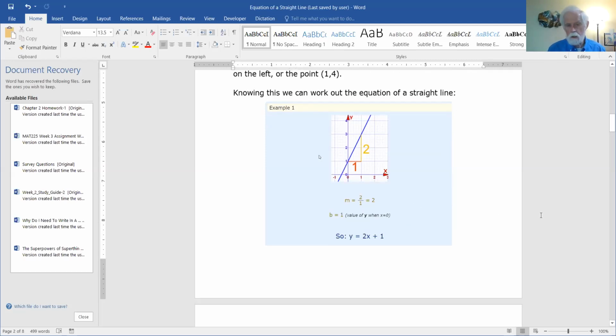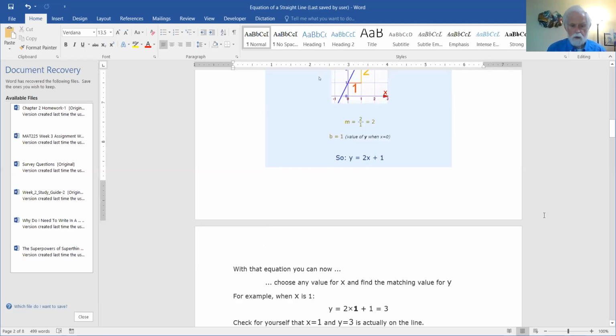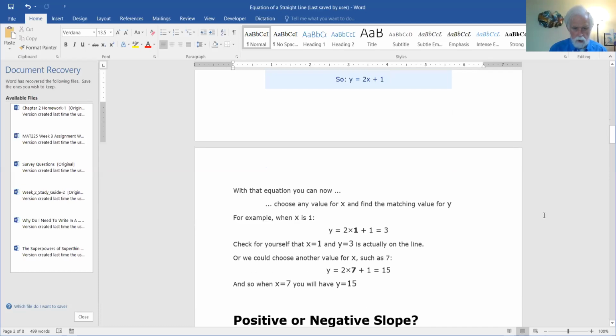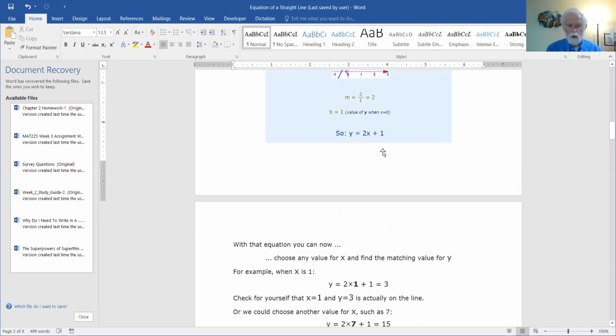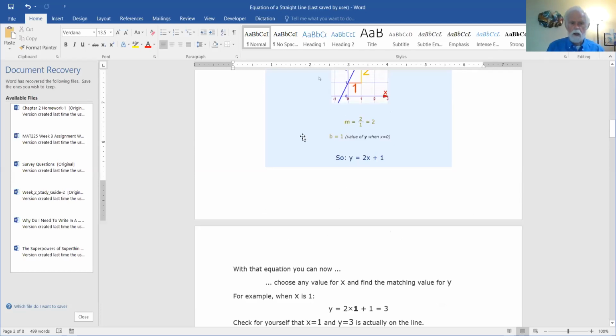There are a number of ways. Graphing is one of the easiest ways, but we can look at these and know that we can calculate these various values, and then using that equation we can calculate any other point on the graph. We choose a value of X.